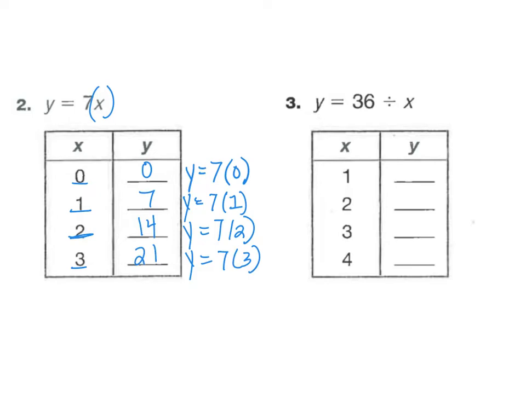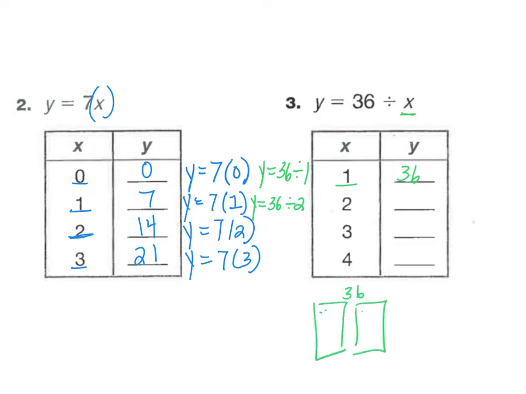All right, next one we got here is Y equals 36 divided by X. So I'm going to write my answers in green. Y equals 36 divided by 1, replacing X with 1. 36 divided by 1 equals 36, because 36 in one group is 36. Y equals 36 divided by 2. 36 divided into 2. If I can't remember my division, I can always do this. 36 into 2 groups.